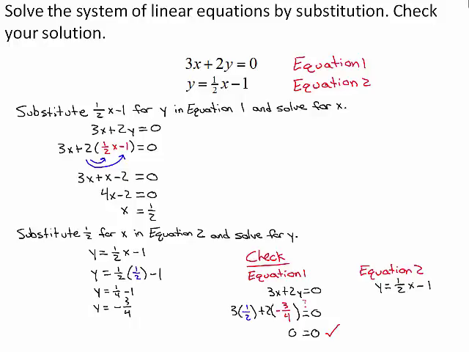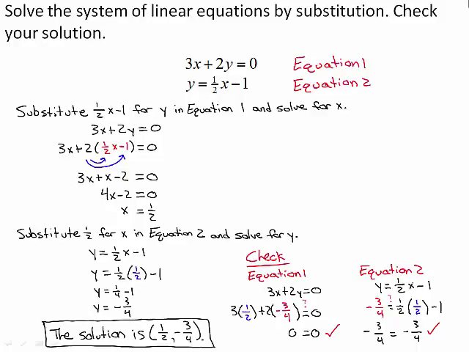Equation 2 is y = 1/2 x - 1. Substitute 1/2 for x and -3/4 for y. 1/2 times 1/2 is 1/4, and 1/4 - 1 is -3/4. Because -3/4 = -3/4 is always true, (1/2, -3/4) is a solution of equation 2. So the solution is (1/2, -3/4).